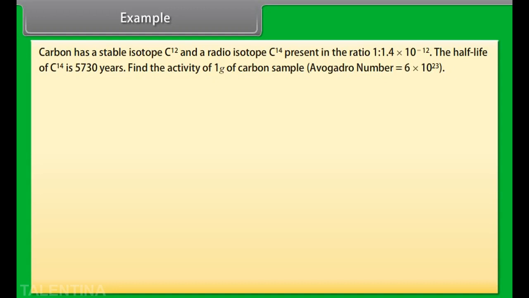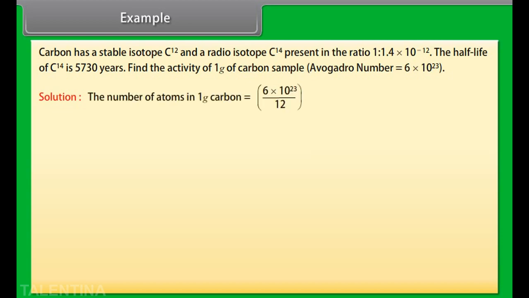Example: carbon has a stable isotope carbon-12 and a radioisotope carbon-14 present in the ratio 1 : 1.4 × 10^(−12). The half-life of carbon-14 is 5,730 years. Find the activity of 1 gram of carbon sample. Avogadro's number is 6 × 10^23.